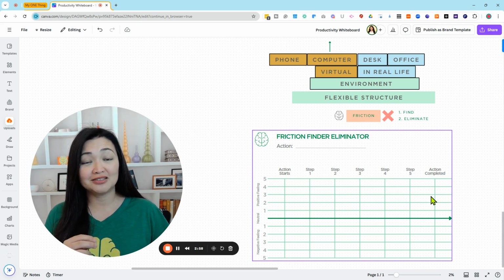So let's go ahead and talk about using the friction finder eliminator specifically for your computer in the next video.